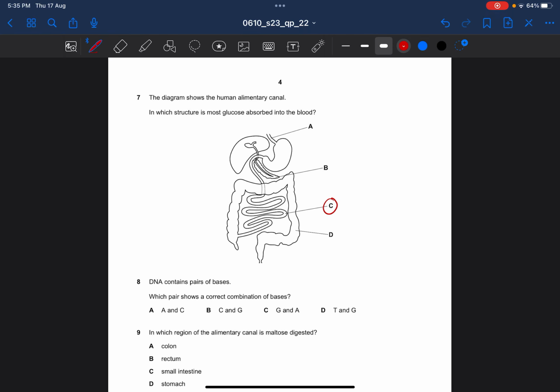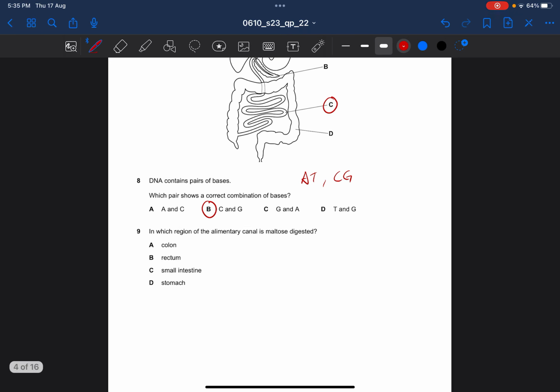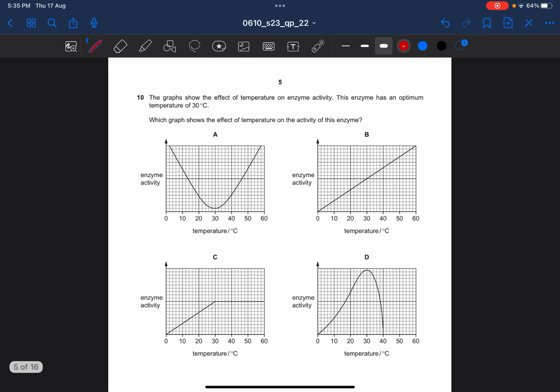Question 8. DNA contains pairs of bases. Which pair shows the correct combination of bases? So it's A, T, and C, G. So the answer would be B. Okay. Question 9. In which region of the alimentary canal is maltose digested? So the answer would be C, small intestine.